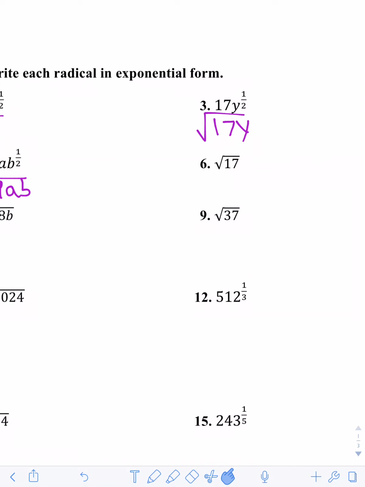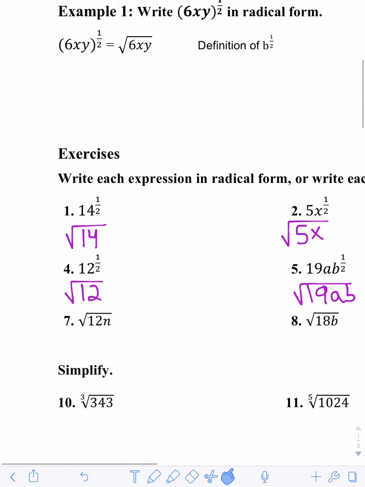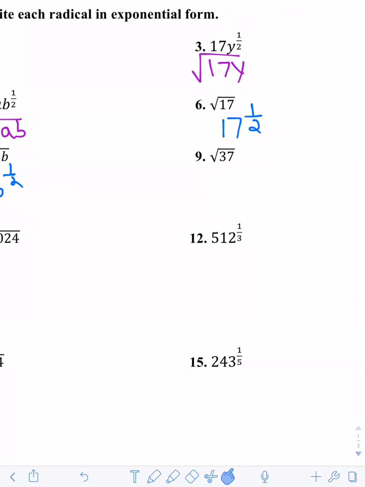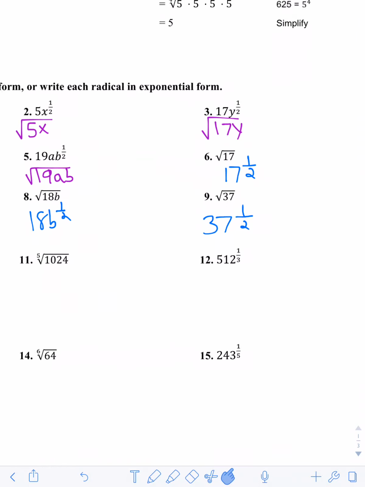Now you have the square root. So it says if it's in the square root form, we're going to write it in the exponential form. Square root is the same thing as a power of 1/2. So I'm going to flip-flop colors here. Number 6 is just 17 to the power of 1/2. Number 7, same thing. It's square root, so we're going to rewrite it as 12n to the power of 1/2. Number 8, 18b to the power of 1/2. And then number 9, it's just 37 to the power of 1/2. I think that's it for those, yeah.